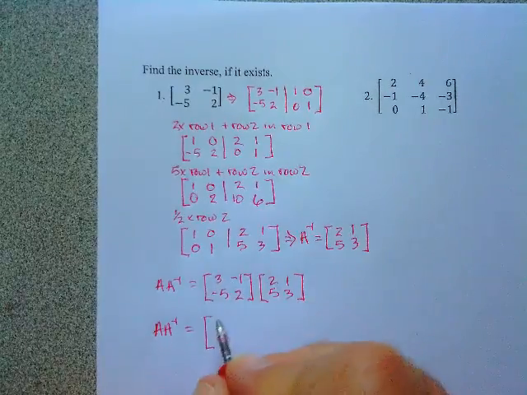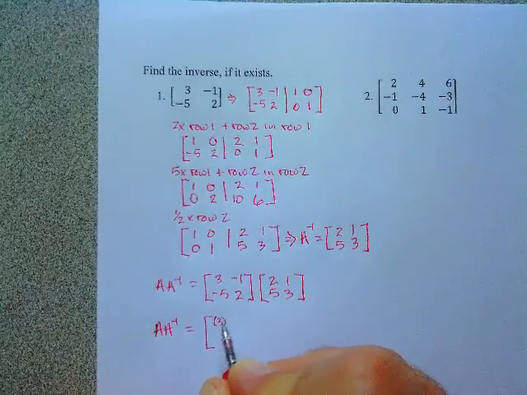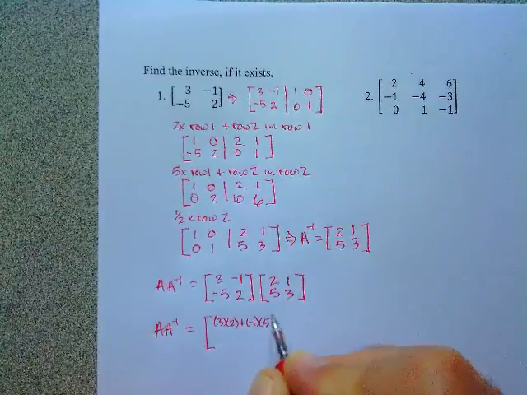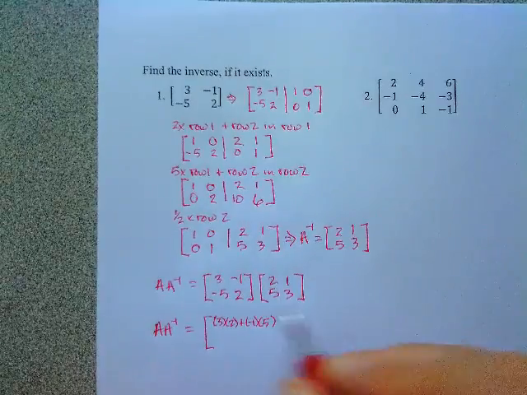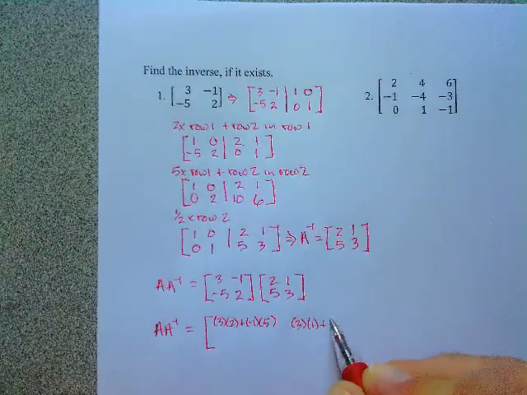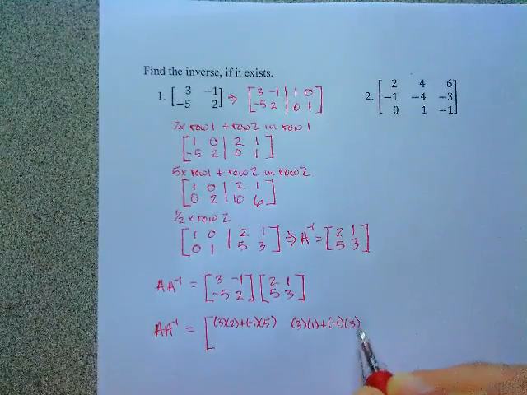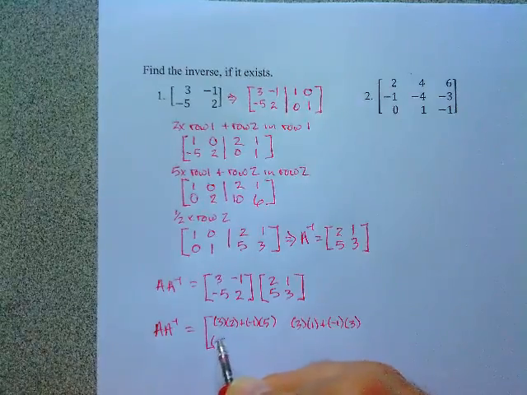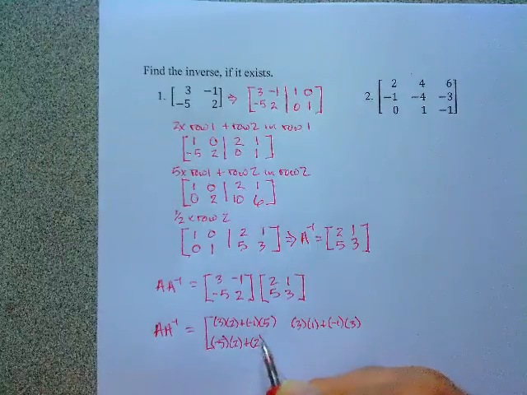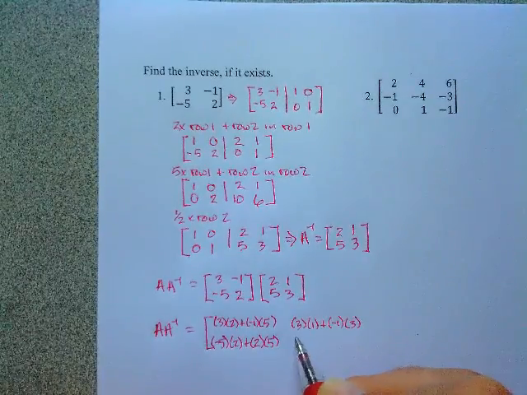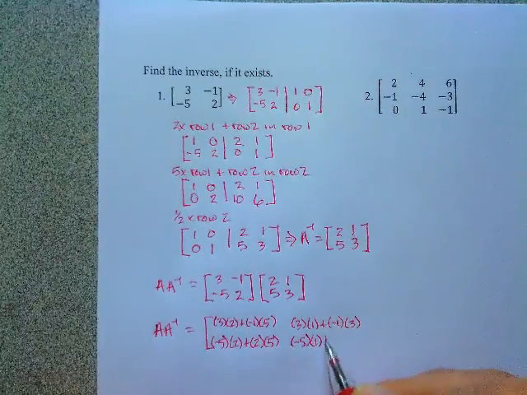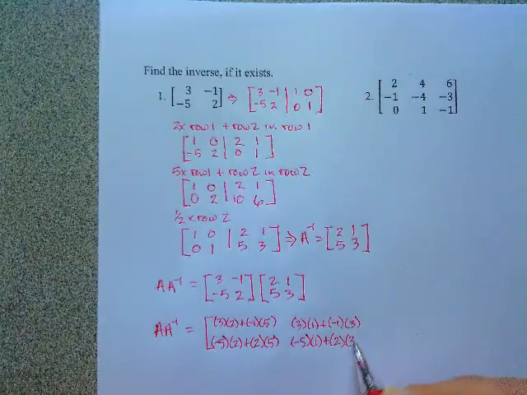So 3 times 2 plus negative 1 times the 5. These 2 times those 2. And then here 3 times the 1 plus negative 1 times the 3. Negative 5 times the 2 plus 2 times the 5. And then over here, negative 5 times the 1 plus 2 times the 3.